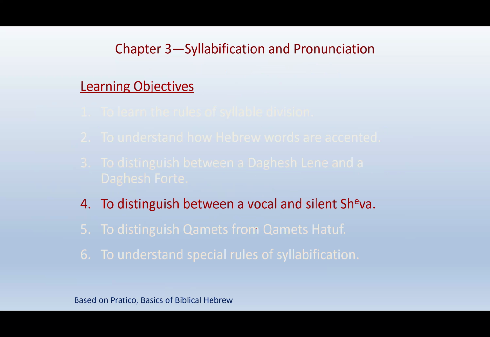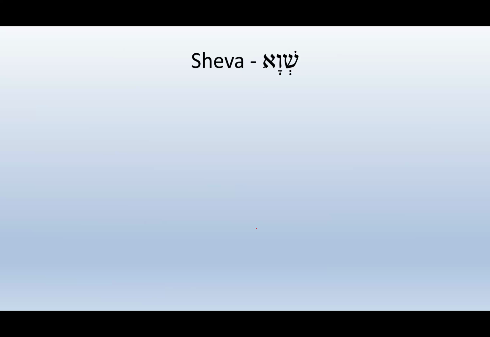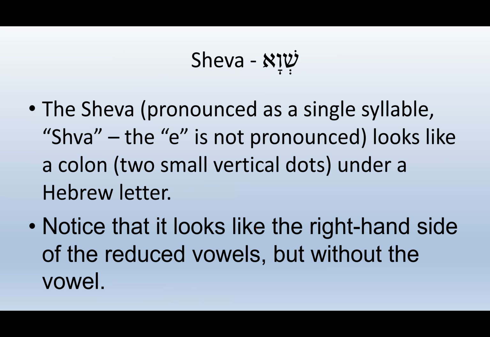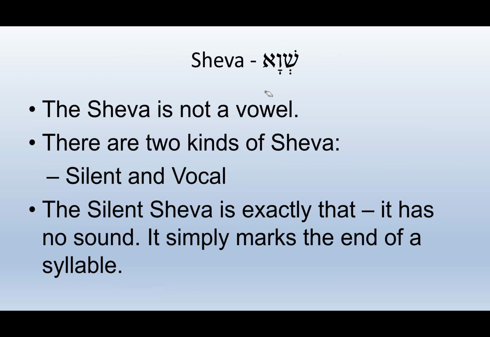We have two Shvas. We talked about a little bit last week. There's the silent Shva and the vocal Shva. The Shva is this little colon-looking thing right there. That's how you spell Shva in Hebrew. Shva. Looks like a colon. You'll notice that the reduced vowels have that right in front of it, showing that it's a reduced vowel. The Shva is not a vowel. There are two kinds of Shvas, silent and vocal.